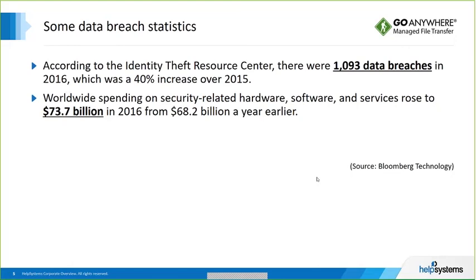Looking at a couple of statistics here, you can see that the Identity Theft Resource Center says there were over 1,093 data breaches in 2016, a 40% increase over 2015. That's a lot. Companies, on average, are spending about $73.7 billion, that's with a B, in 2016. That's almost a 10% increase over 2015. And I'm sure that number is increasing the further we go.